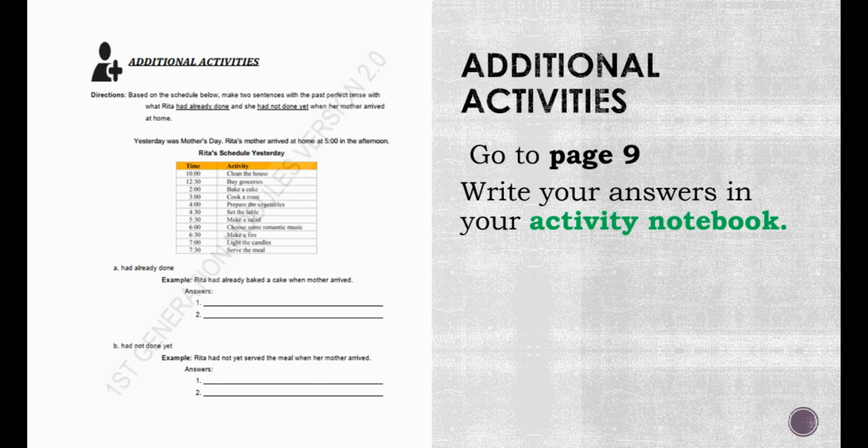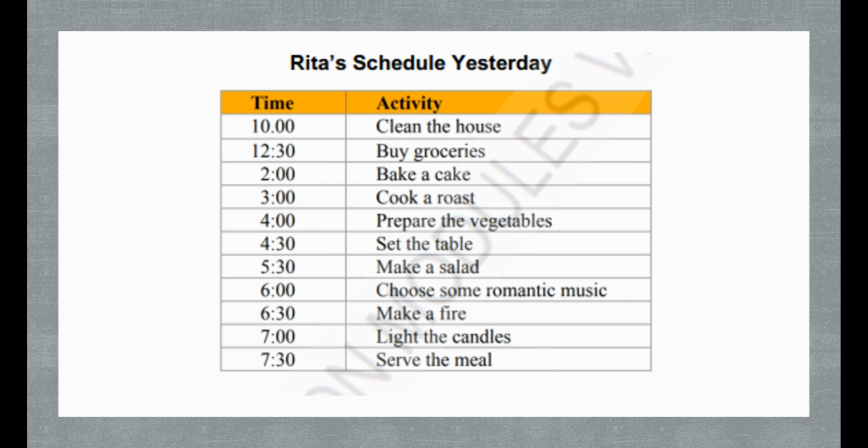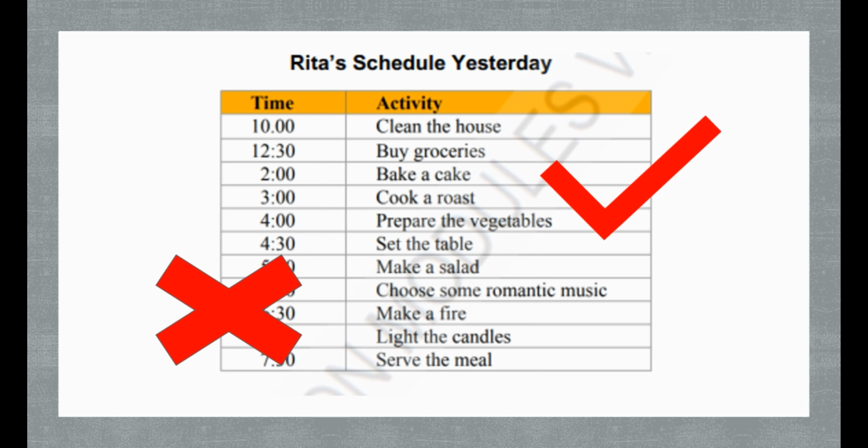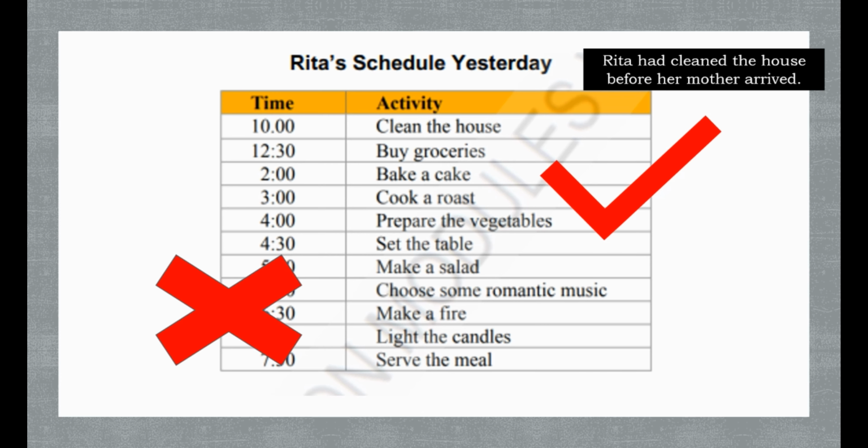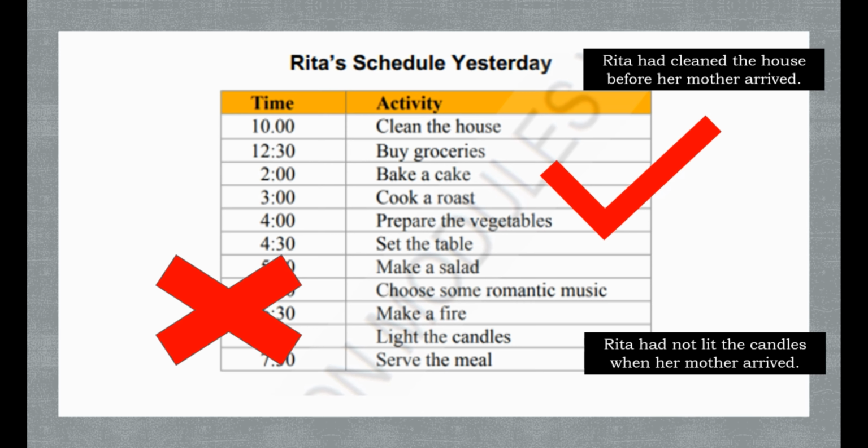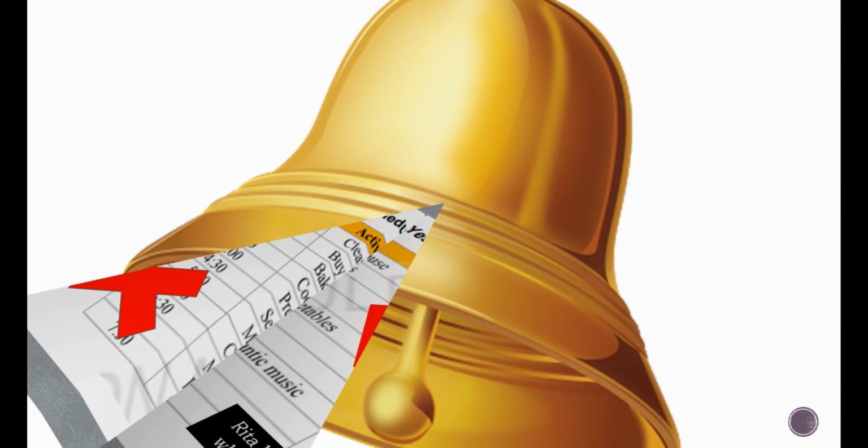Yesterday was Mother's Day, and Rita's mother arrived at home at 5 o'clock in the afternoon. Using Rita's schedule, these are the activities that she was able to do before her mother arrived. And these are the activities that she was not able to do before her mother arrived. So I can make a sentence about what Rita has already done. Rita had cleaned the house before her mother arrived. And an activity that she had not done, Rita had not lit the candles when her mother arrived. Can you make your own sentences? Let's do it!